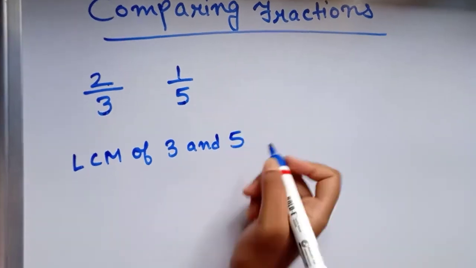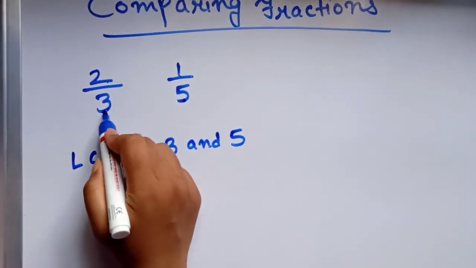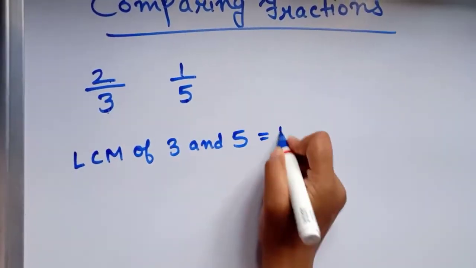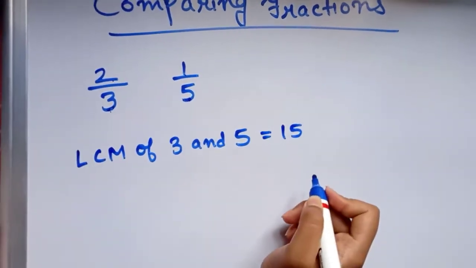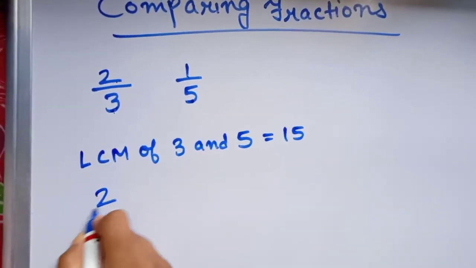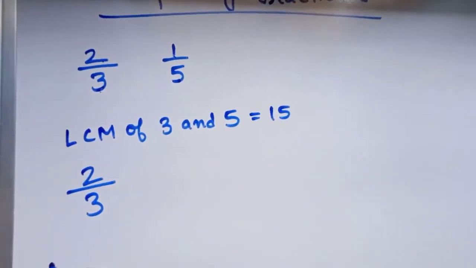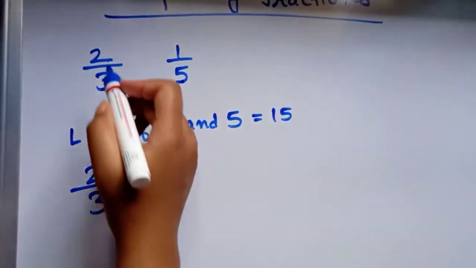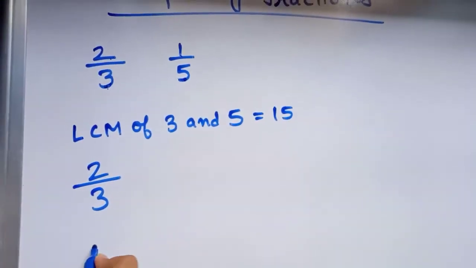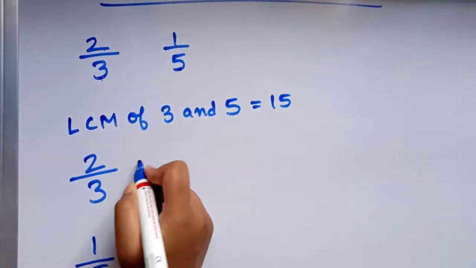LCM of 3 and 5 you will find. What is the LCM of 3 and 5? It is equal to 15. The LCM we have found out. Now we are going to convert these fractions into like fractions. So how do you do it?